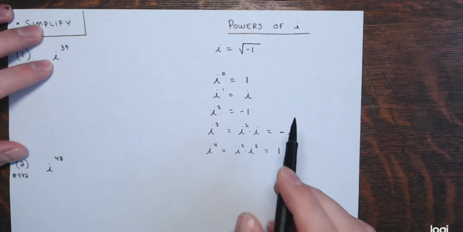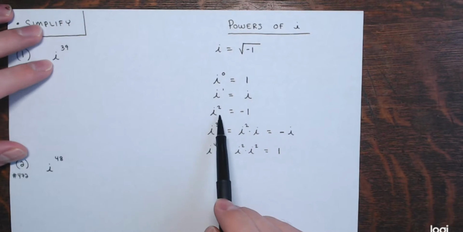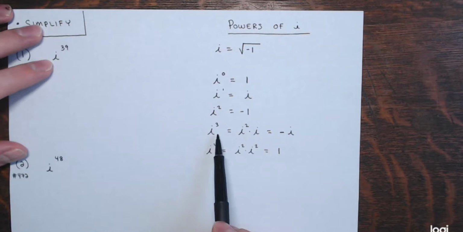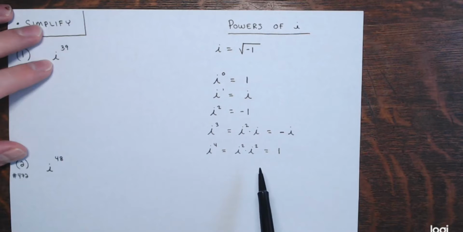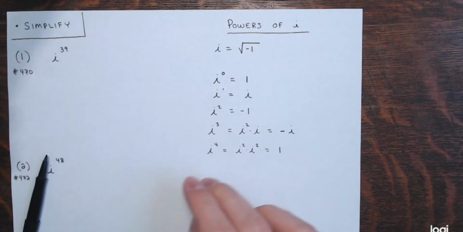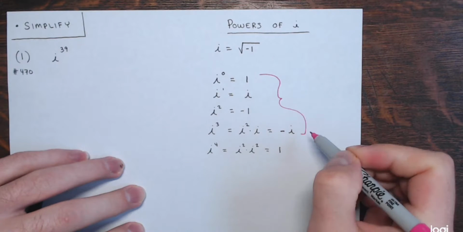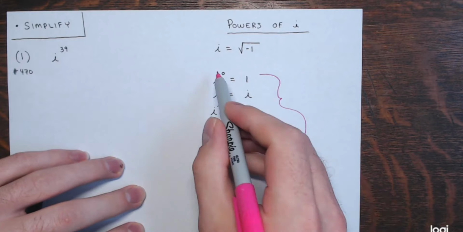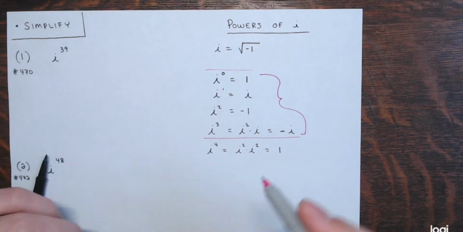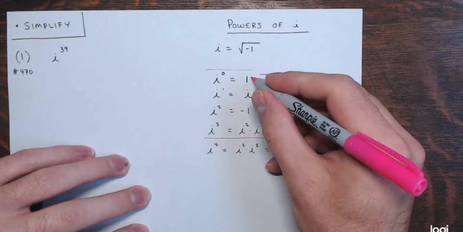So look at this. I to the 0 is 1. I to the first is I. I squared is negative 1. I to the third is negative I. And then it starts over. I to the fourth is 1. So what you're going to notice, and I'll do a few more powers of I here, is that this cycle from I to the 0 up to I to the third is a repeating cycle. Every 4 powers, these will repeat.